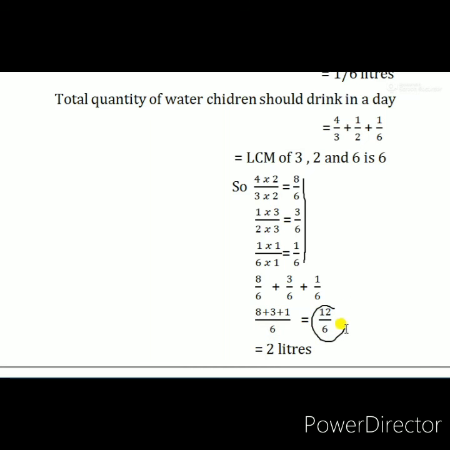Here the numerator is greater than the denominator, that is, 12 is greater than 6. So what do we have to do to convert it into a normal fraction? We divide the numerator by the denominator. 12 divided by 6 gives the answer 2. So how many liters of water should the children drink in a day? 2 liters of water. All the sums and solutions I have shown, and the explanation is done.